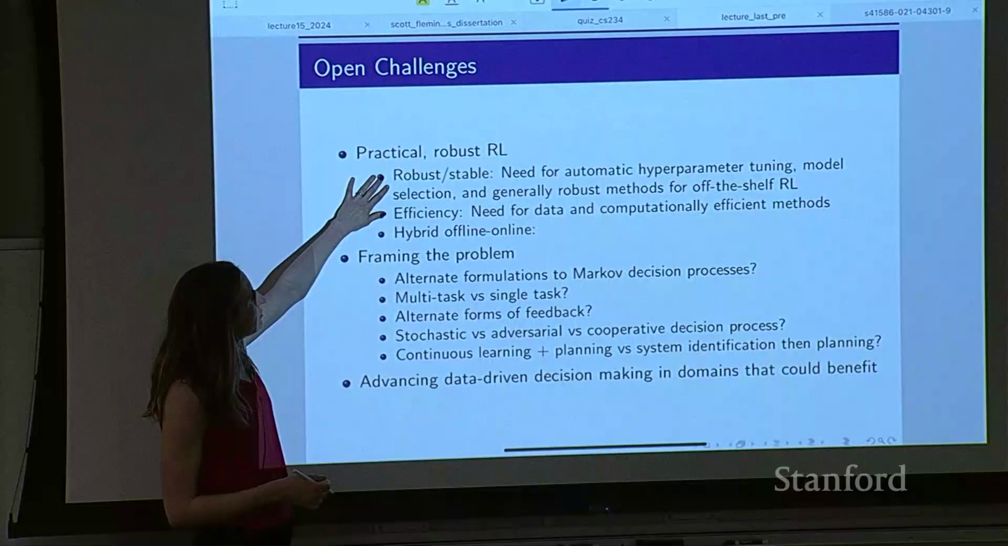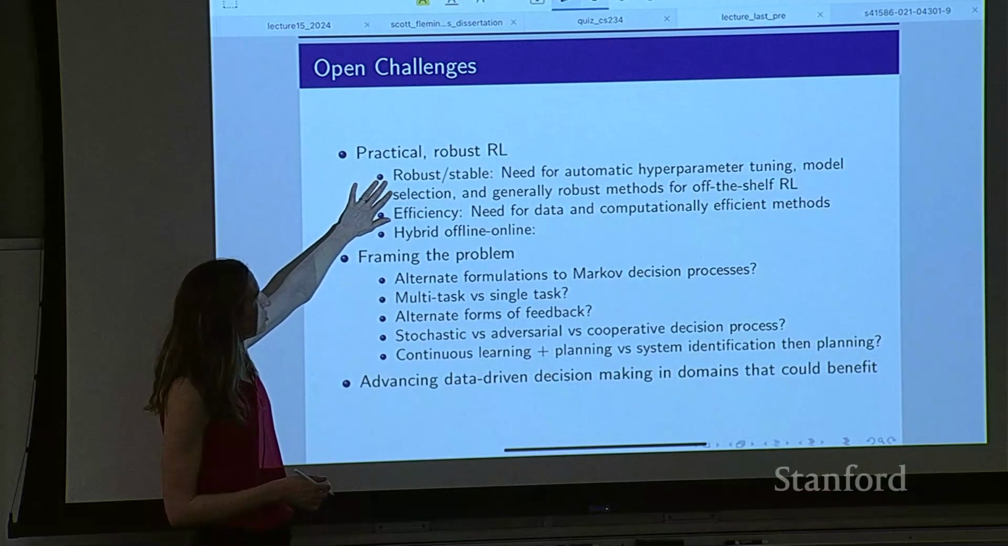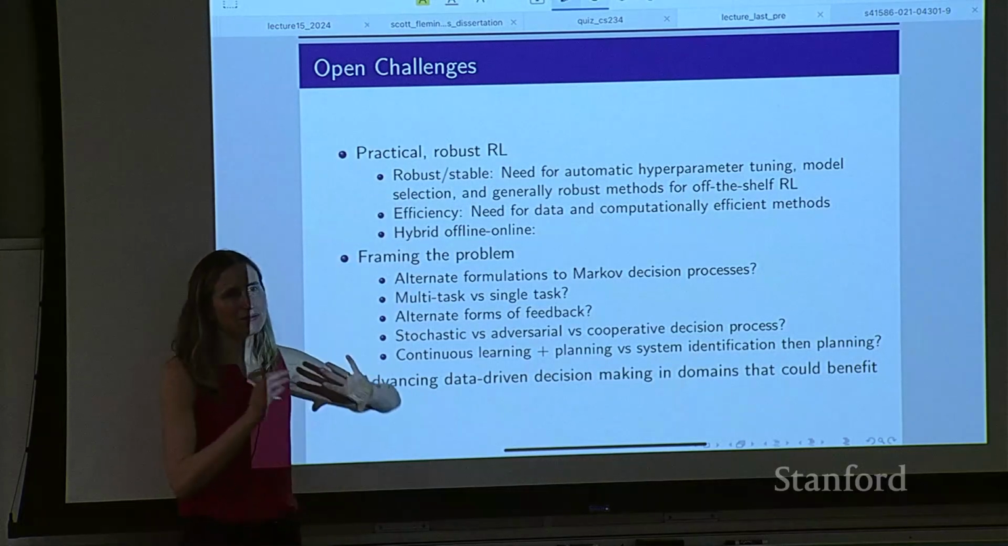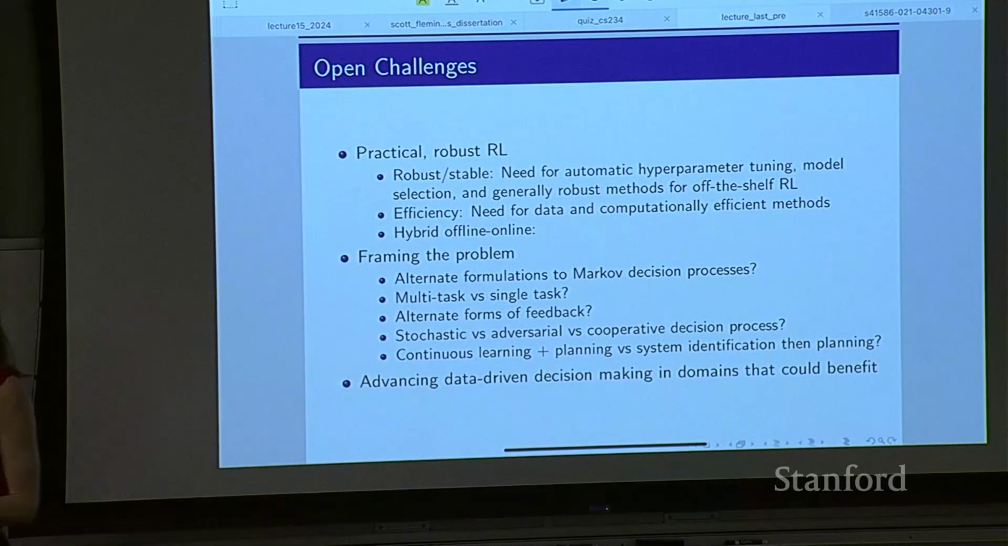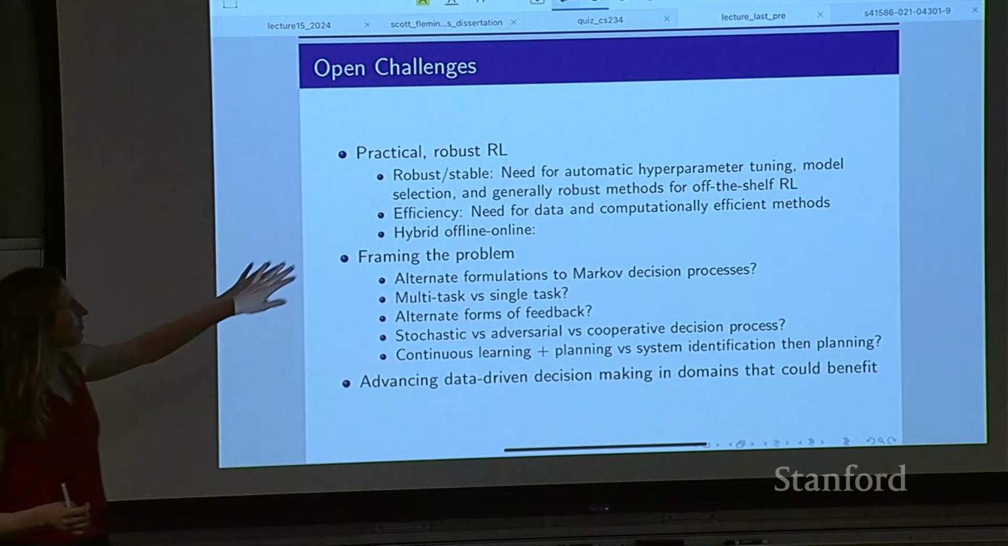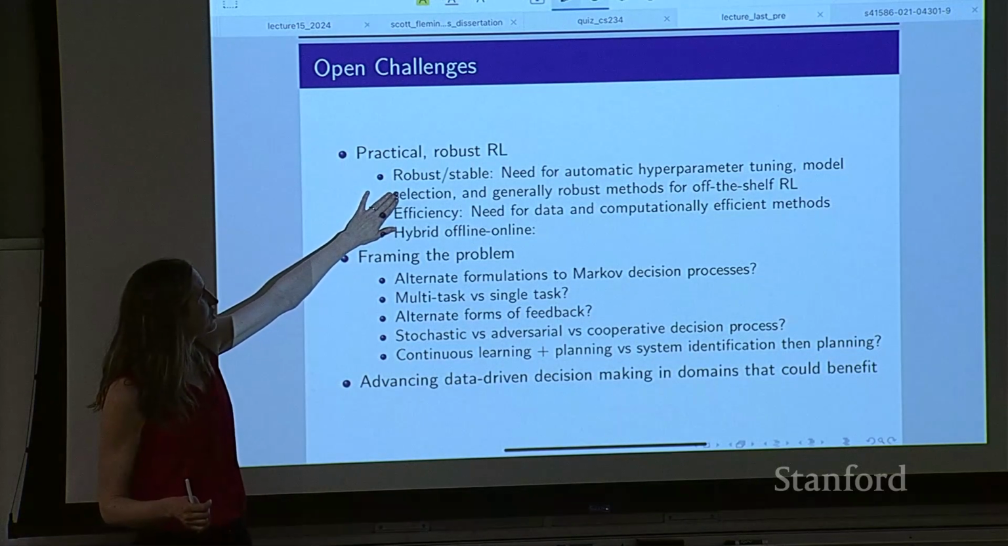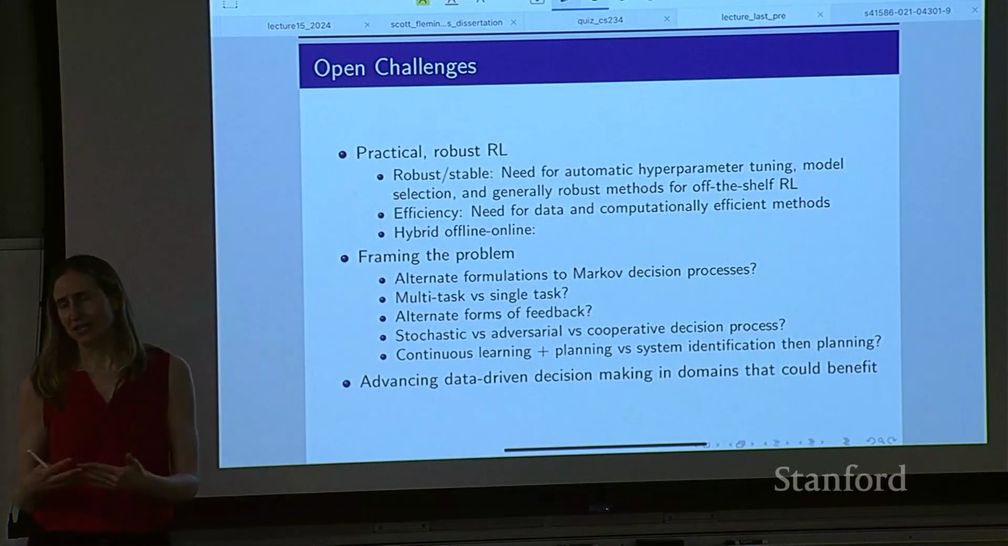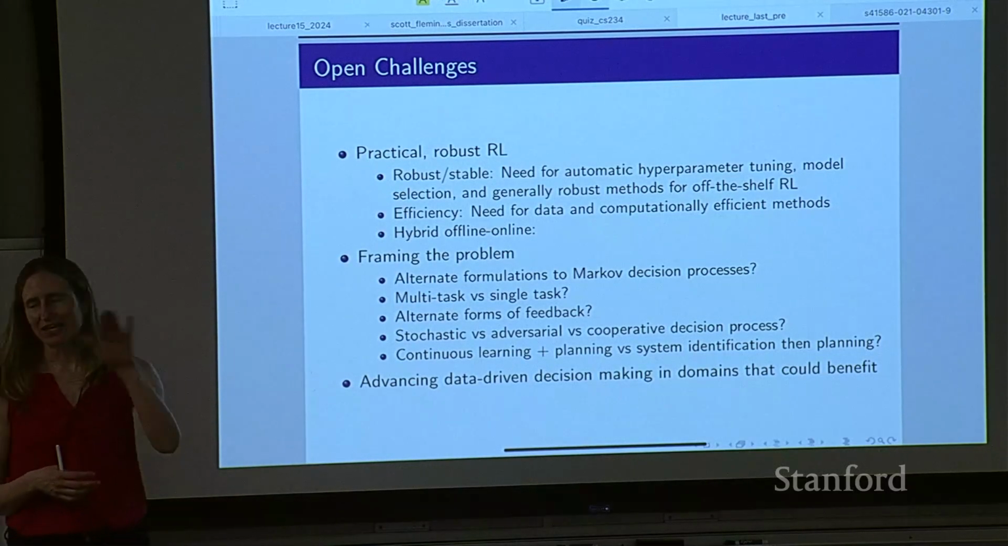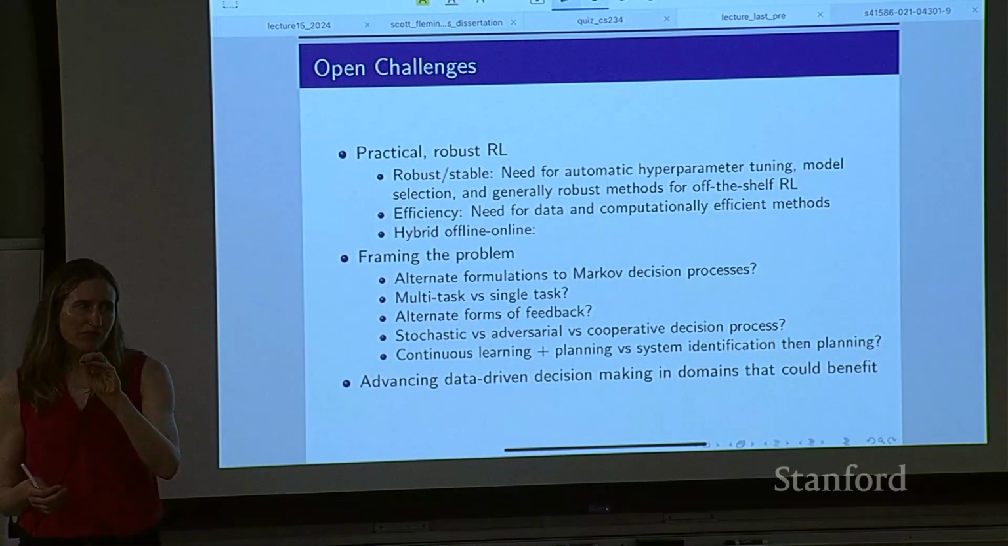And so I think there's this real need for automatic hyperparameter tuning and model selection. By that I mean, how do you figure out what architecture to use? How do you even write down the problem? And generally robust methods, model selection, like the size of your neural network, et cetera. And just general robust guarantees that we're not going to suddenly have one run where your performance is really bad.